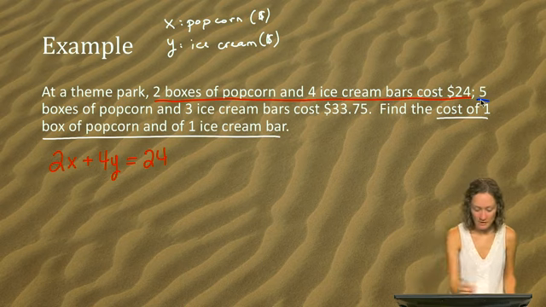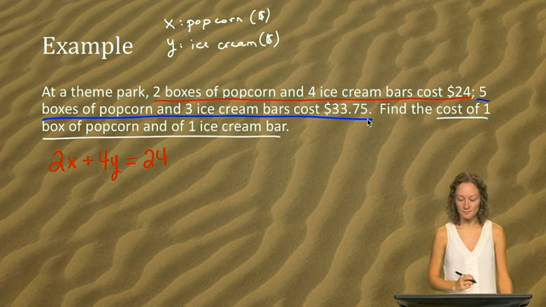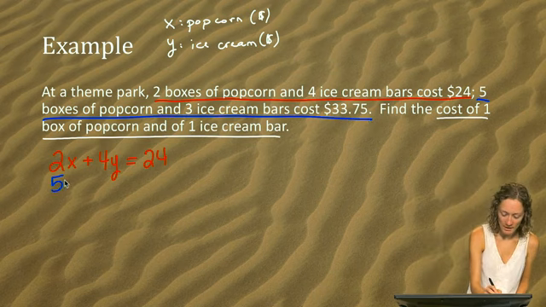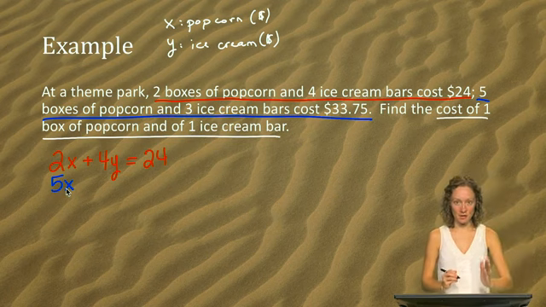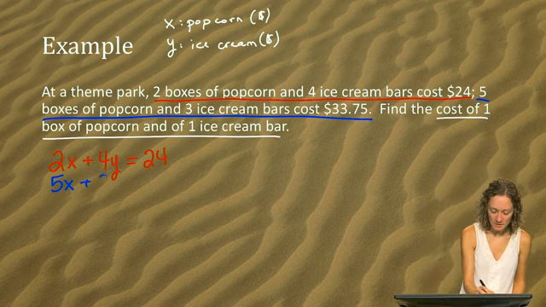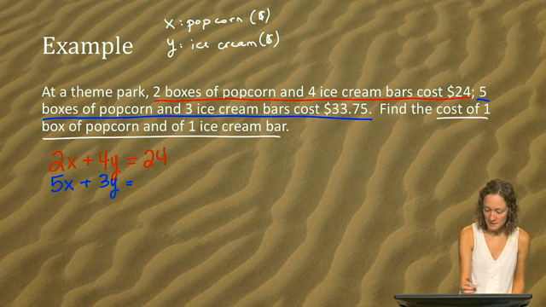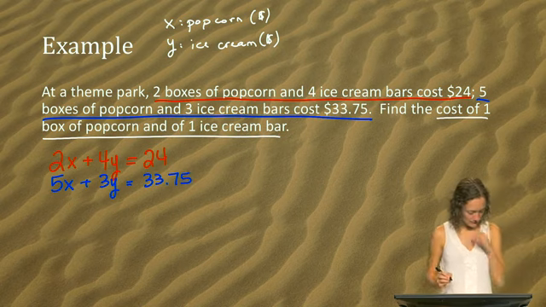The second, 5 boxes of popcorn and 3 ice cream bars cost $33.75. So 5 boxes of popcorn, 5 times the cost of popcorn, plus 3 times the cost of ice cream, because we're buying 3 of them, is equal to $33.75.